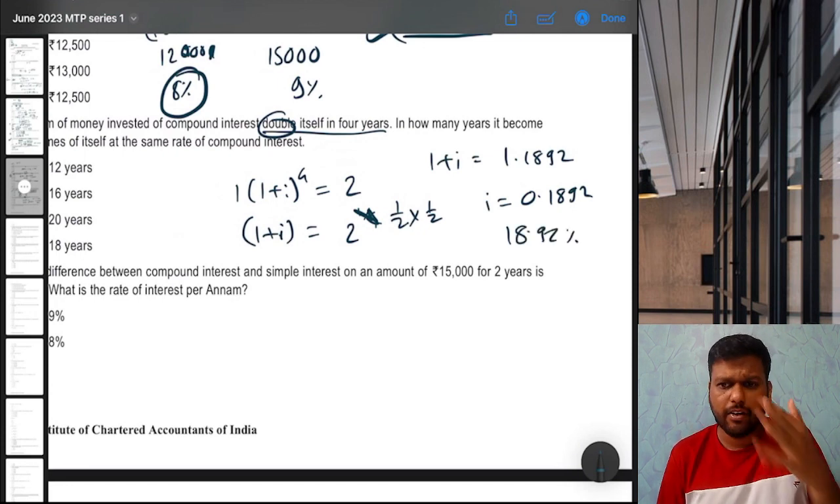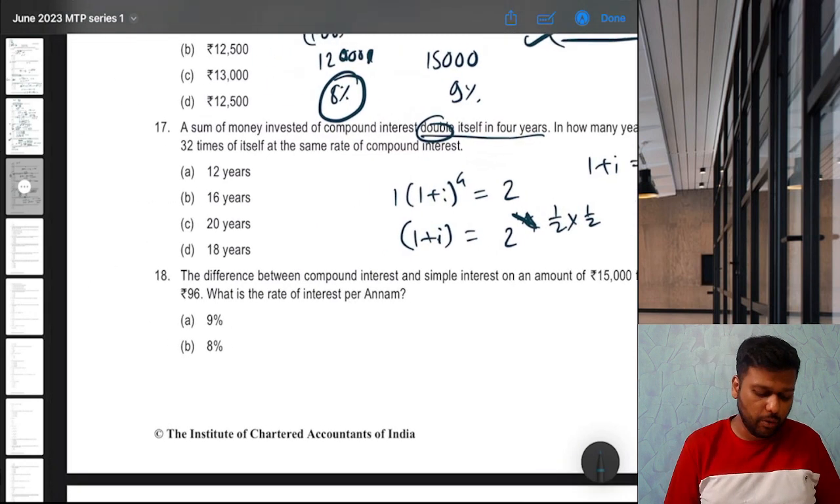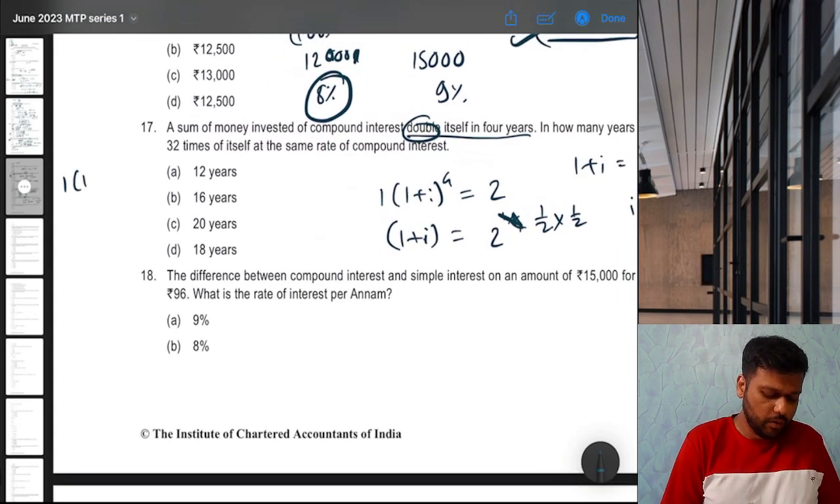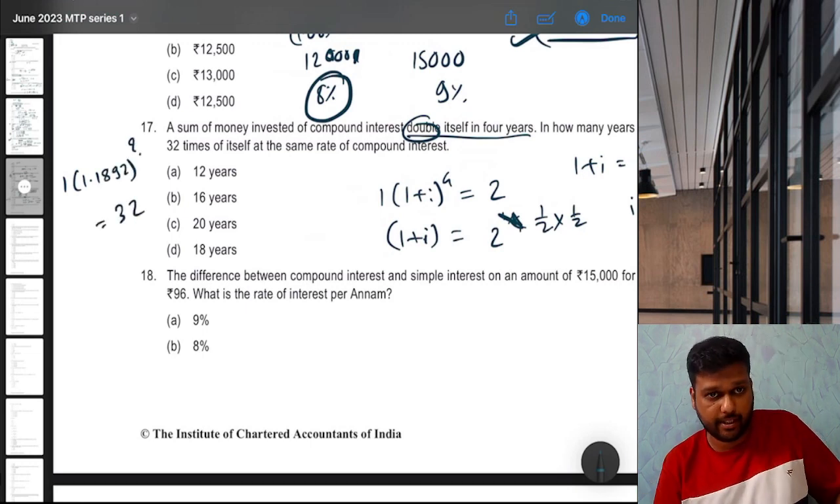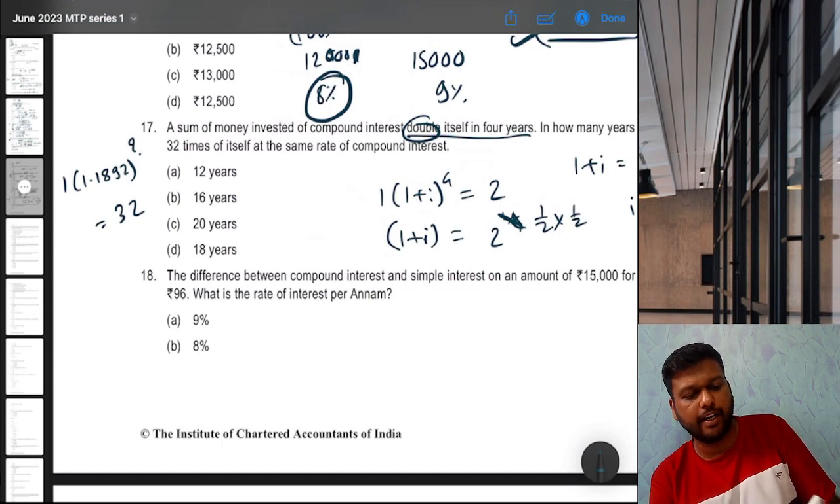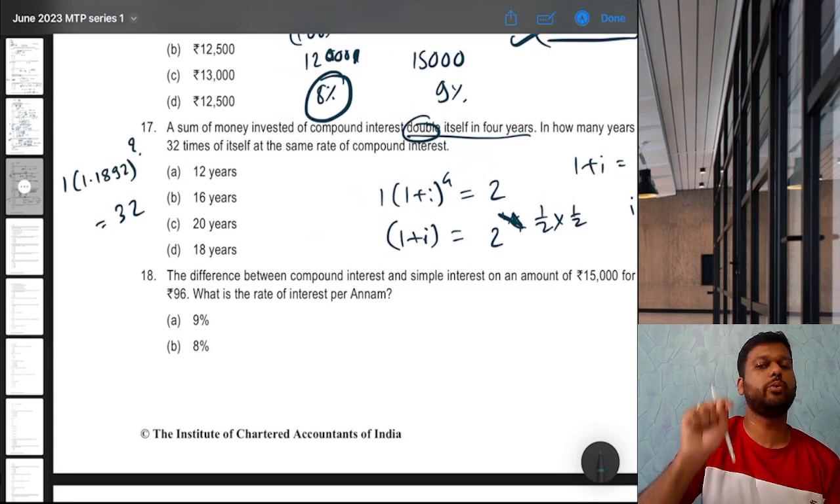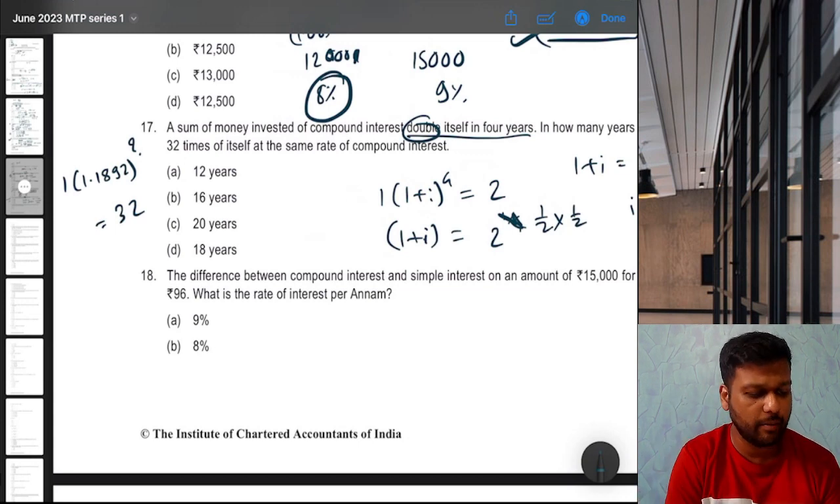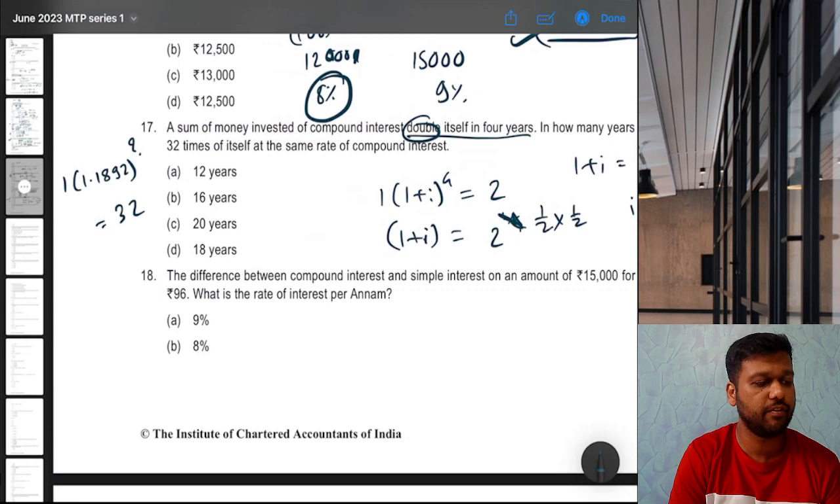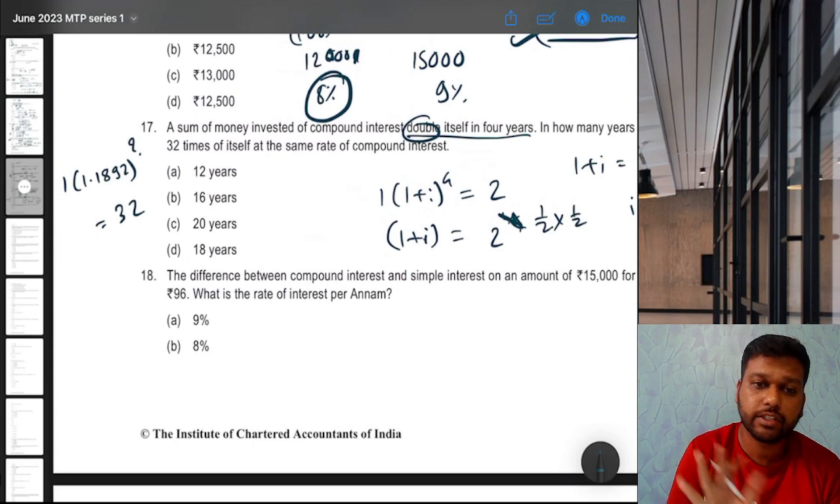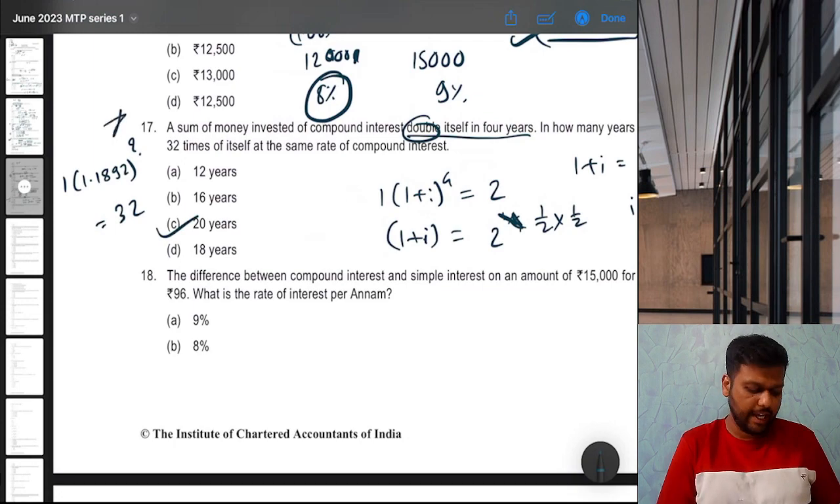Okay. Now we have to find after how many years it will become 32 times of itself. So how to find that? Understand? 1 into 1.1892 raised to what is equal to 32, they're asking, right? So just take 1.1892 on your calculator and keep on raising it: press into, and then keep pressing equal to, equal to, equal to. When you press equal to one time, this is year 2, then 3, 4, 5, 6, 7, 8, 9, 10, 11, 12, 13, 14, 15, 16, 17, 18, 19, 20. When you press it 20 times, you get 31.99, which is 32, right? So 20 is the correct answer. Again, a very good question.